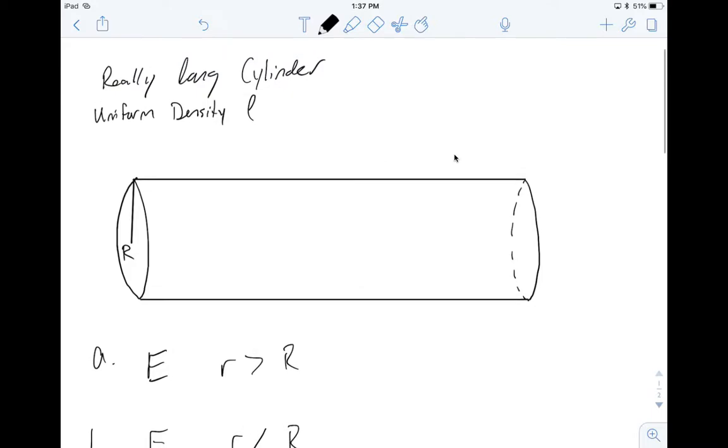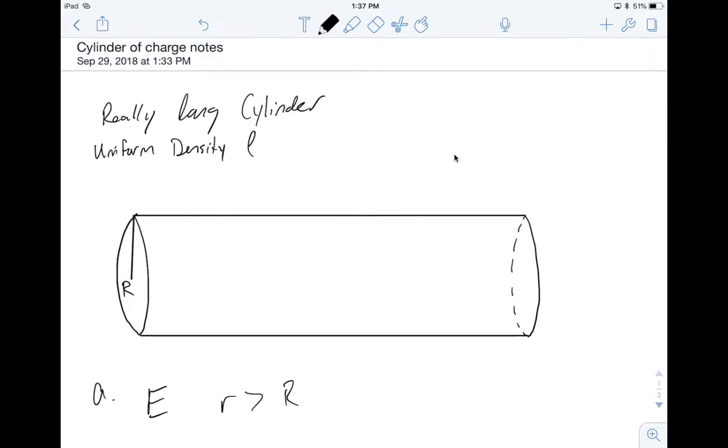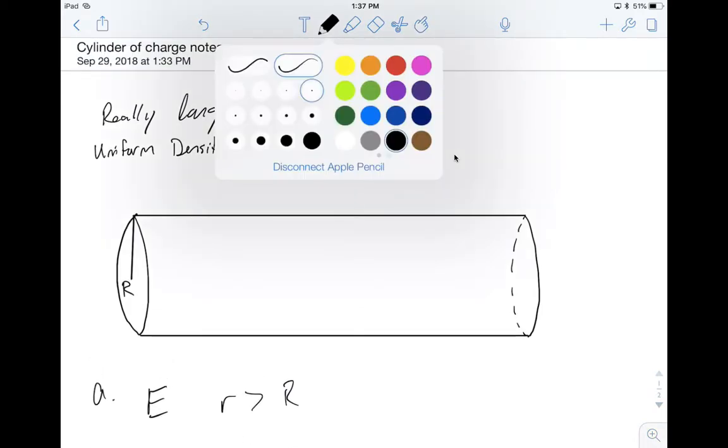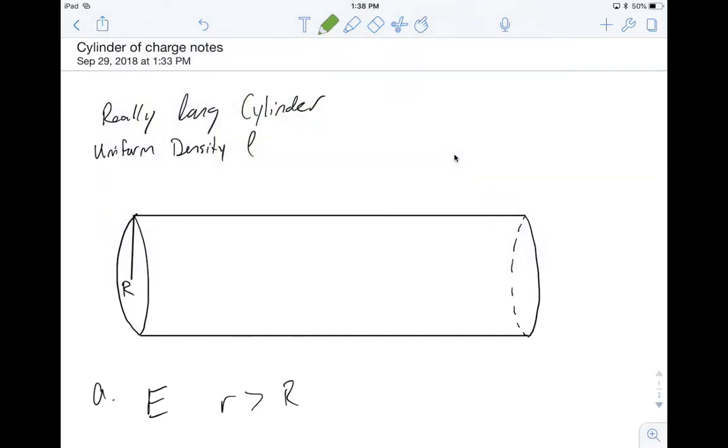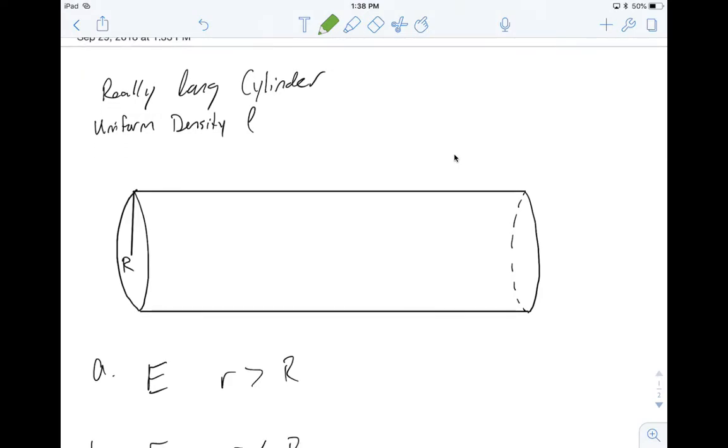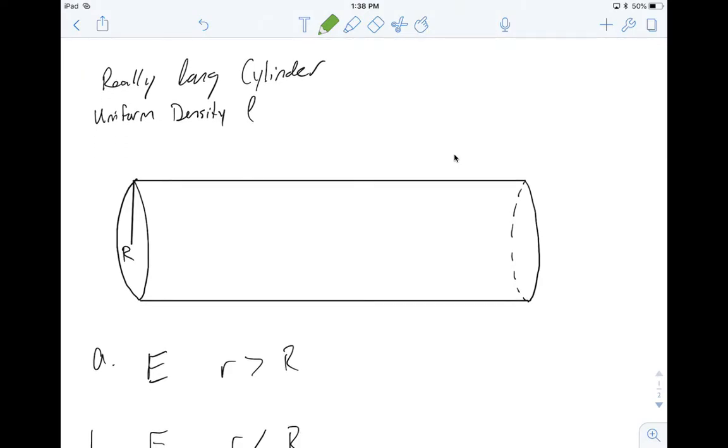For part A, we need to pick a surface that matches the symmetry of the problem, so we'll pick a cylinder. Our Gaussian surface can't be infinite or really long like our charged cylinder, it has to have defined dimensions. We want to find the electric field at a point out here, so it needs to have at least that radius.